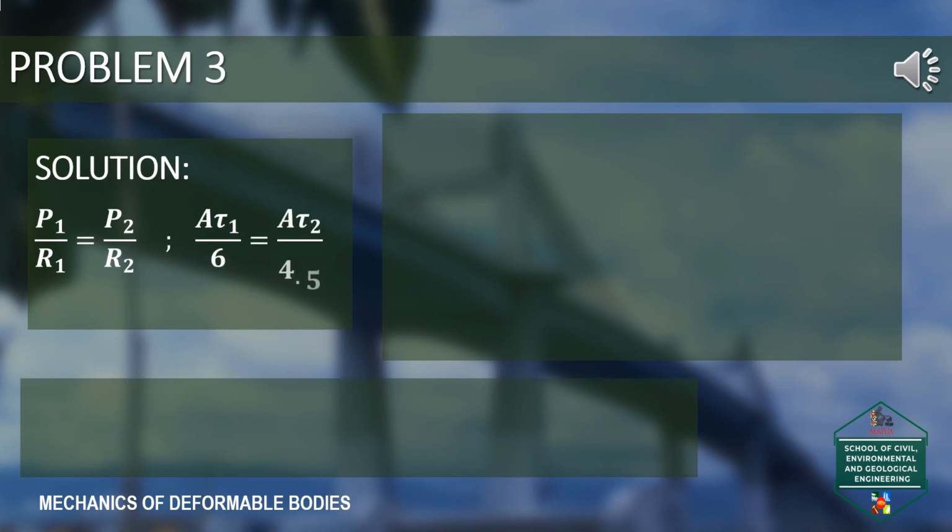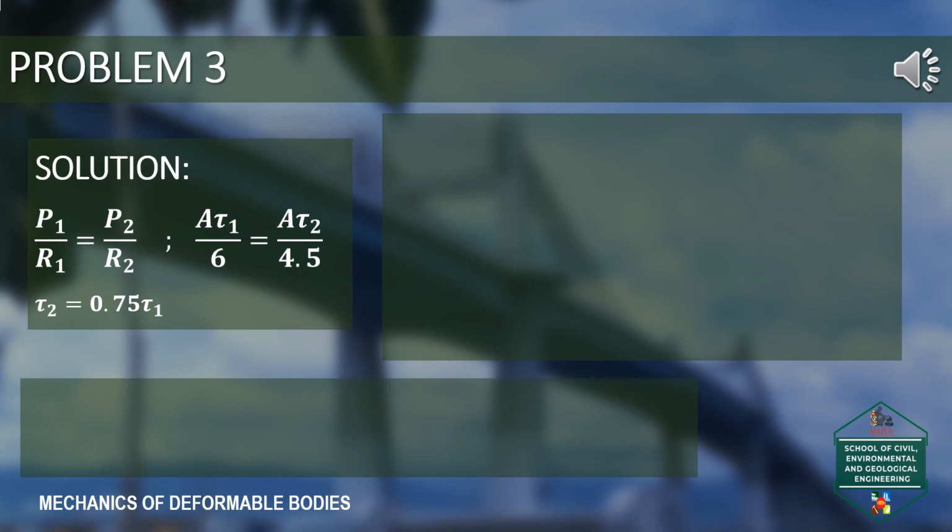In this last problem, the solution is to determine first the relationship between the shear stresses of the inner and outer circle bolts. So, P1 over R1 equals P2 over R2, which came from deriving the shear deformation formula and Hooke's law for shear, and since they have the same material, same area and modulus of rigidity, we are left with this formula. Next is to substitute shear force P to area times shear stress of the bolts. Then we will substitute the given values to the equation. From here, we obtain the relation, shear stress tau sub 2 is equal to 0.75 tau sub 1.